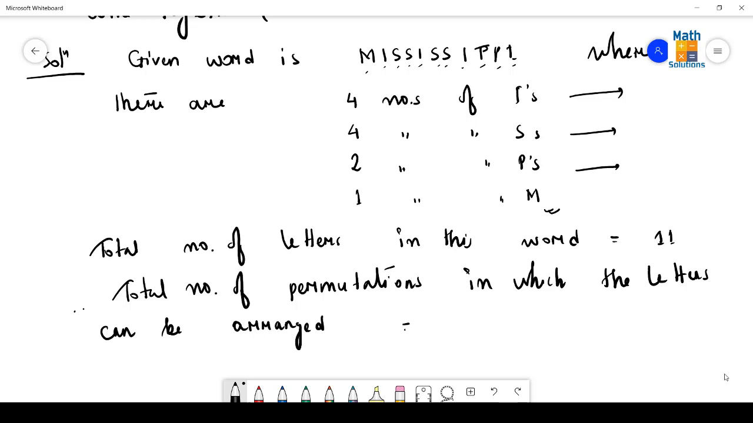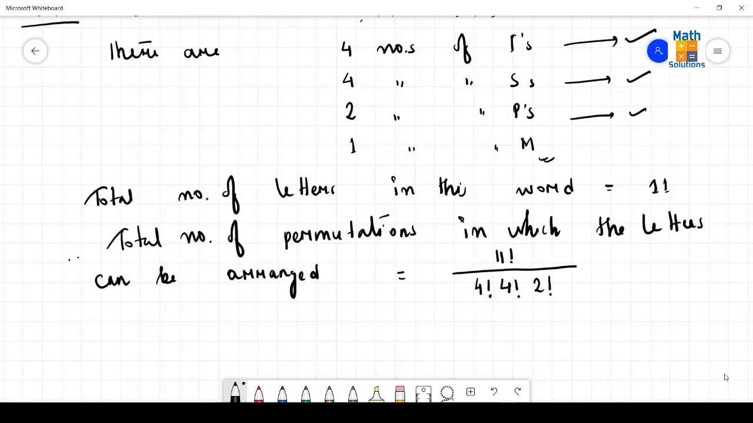So that formula which we got in the second theorem can be used here. That is, in the numerator we have to write the total number of objects factorial, that is 11 factorial, divided by 4 factorial, that is for the first kind, then into 4 factorial, that is for the second kind, into 2 factorial, that is for the third kind, and for M we can write 1 factorial. If we don't write that part, then also there is no problem.